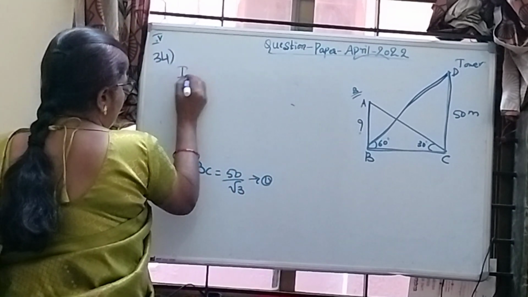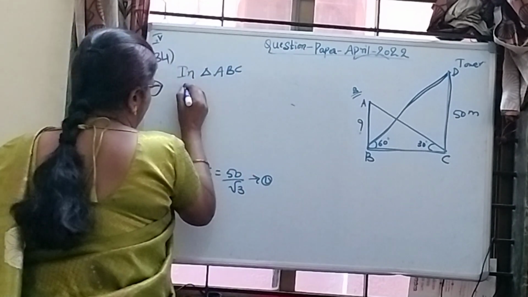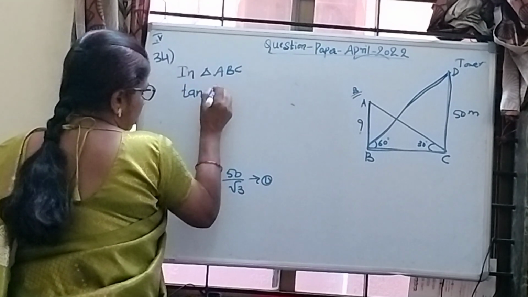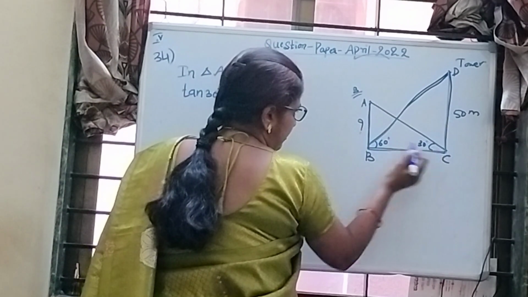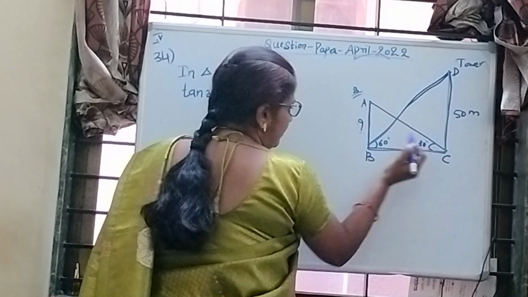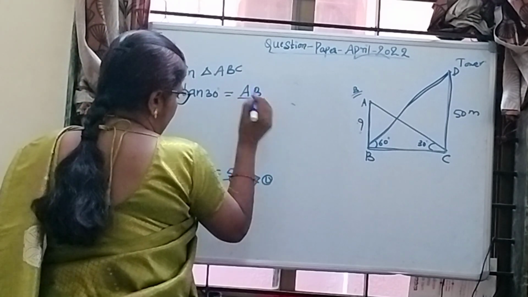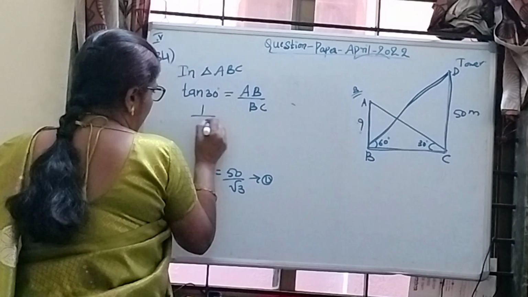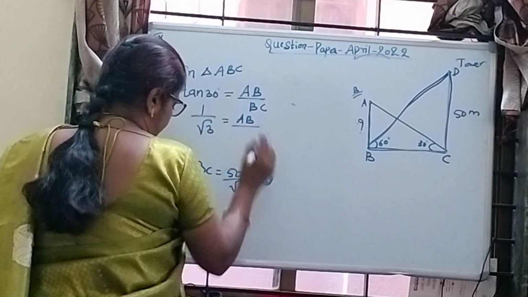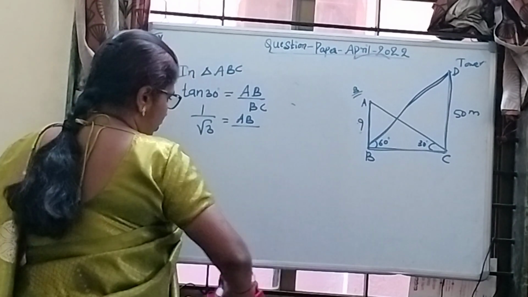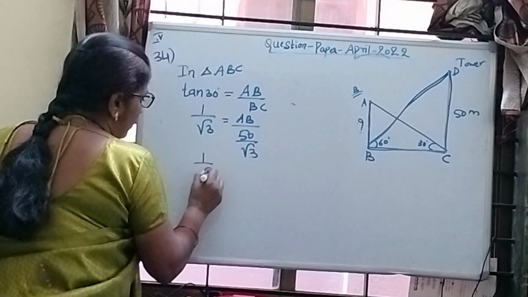Now in triangle ABC, again we have tan 30 degrees. This is AB, and we consider BC. Opposite by adjacent, so tan 30 degree is equal to AB upon BC. Tan 30 degree is 1 by √3. AB we don't know, and BC we know as 50 by √3.